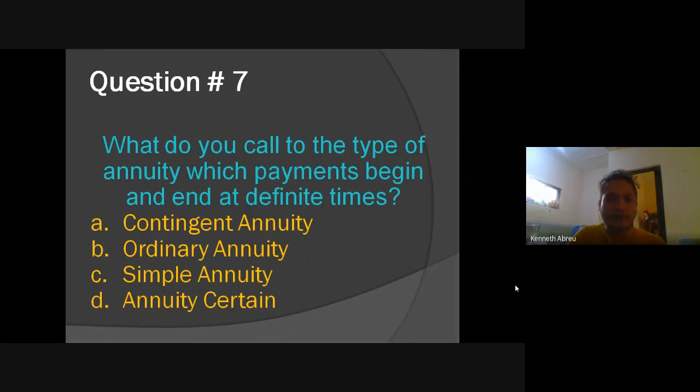Question number 7. What do you call the type of annuity in which payments begin and end at definite times? A. Contingent annuity. B. Ordinary annuity. C. Simple annuity. Or D. Annuity certain.